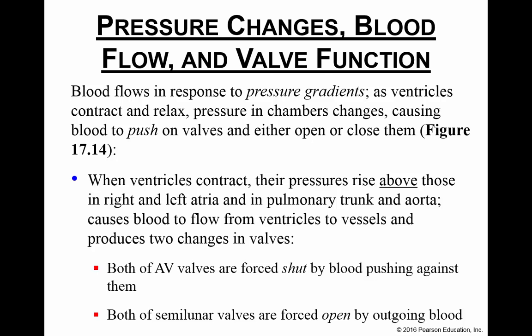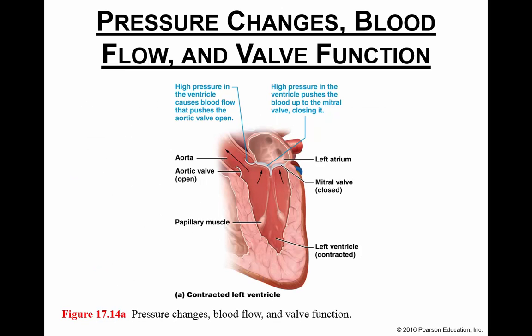When the ventricles contract, it shuts the AV valves and pushes the semilunar valves open so that the blood can exit the ventricles. So you can see that here. The ventricle is full of blood, and when it contracts, those papillary muscles pull on the chordae tendineae and they shut the AV valves, and the force pushes the blood up through the semilunar valve and opens it up.